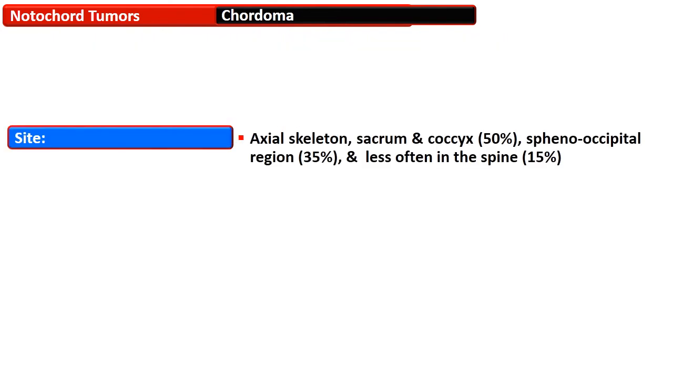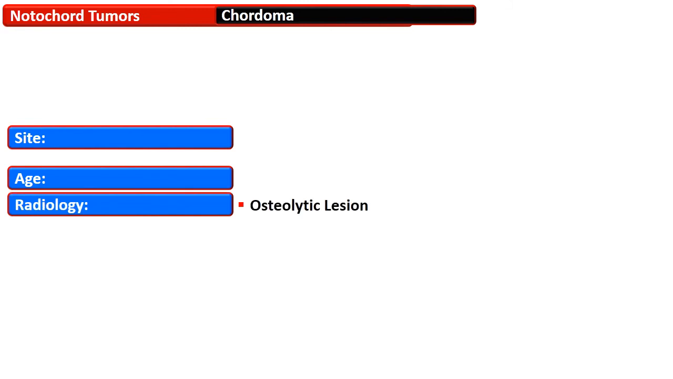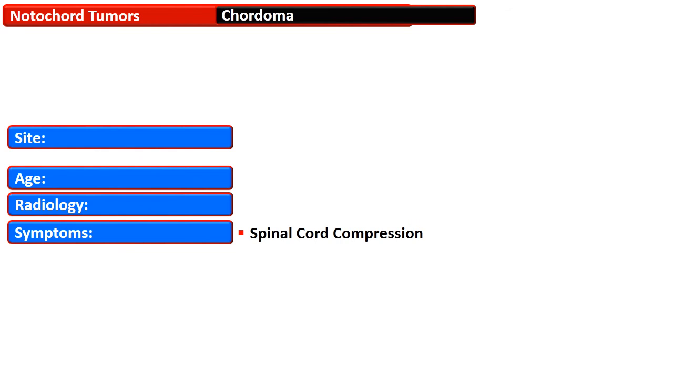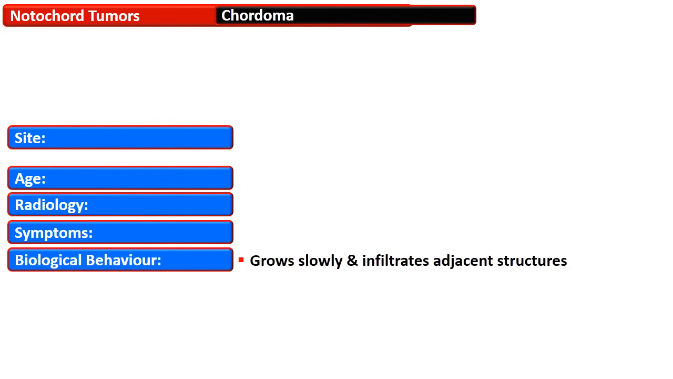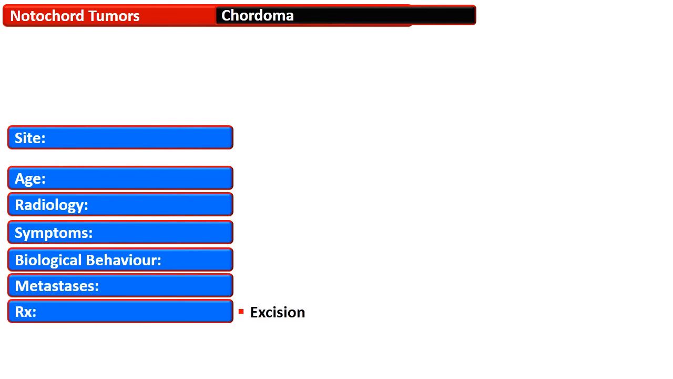The site for this chordoma is the axial skeleton, sacrum, and coccyx in 50% of the cases. It is the spheno-occipital region in 35% of cases, and less often in the spine, about 15% of the cases. It affects people after the age of 40 years and without any gender preponderance. Radiologically, they present with an osteolytic lesion and may present with symptoms of spinal cord compression. These are slowly growing tumors which infiltrate the adjacent structures, and metastasis is rare.